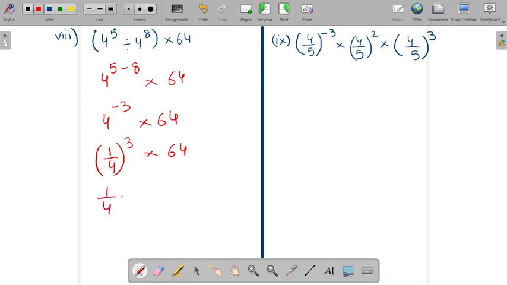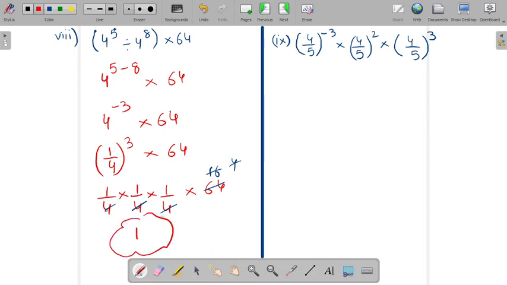Now 1 by 4, 3 times. Either you can write it like this or you can multiply it straight away also. So again it will become 64. So cancel it. So you will be getting 16, then 4 and 4. Cancel. So the final answer you will be getting is 1 here.